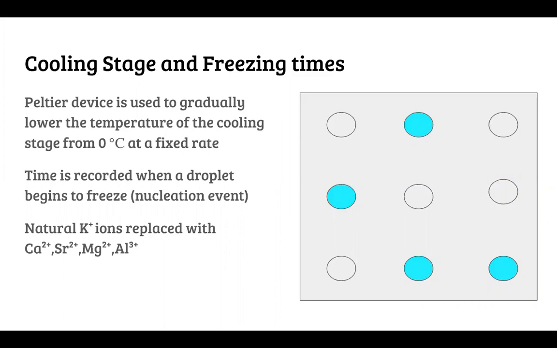The mica sheets were treated with a chemical solution to replace the naturally occurring potassium surface ions with bivalent and trivalent ions, which are listed on the slide. The goal of this experiment was to see if the nucleation rate coefficient J-hat was affected by the presence of different surface ions.